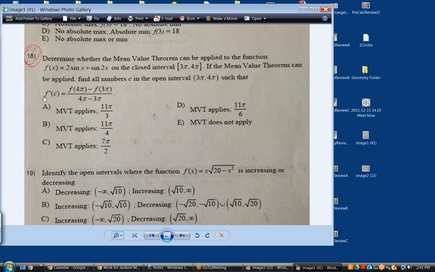That means that somewhere between 3 pi and 4 pi, the derivative of this function will have a value of 0. That's all it means. That's what the mean value theorem says. You can't get from 3 pi to 4 pi, which has an average change of 0, without seeing a slope that has 0. Then take the derivative of that function, which we did, and set it equal to 0 and solve it and find the answer that's in that interval.